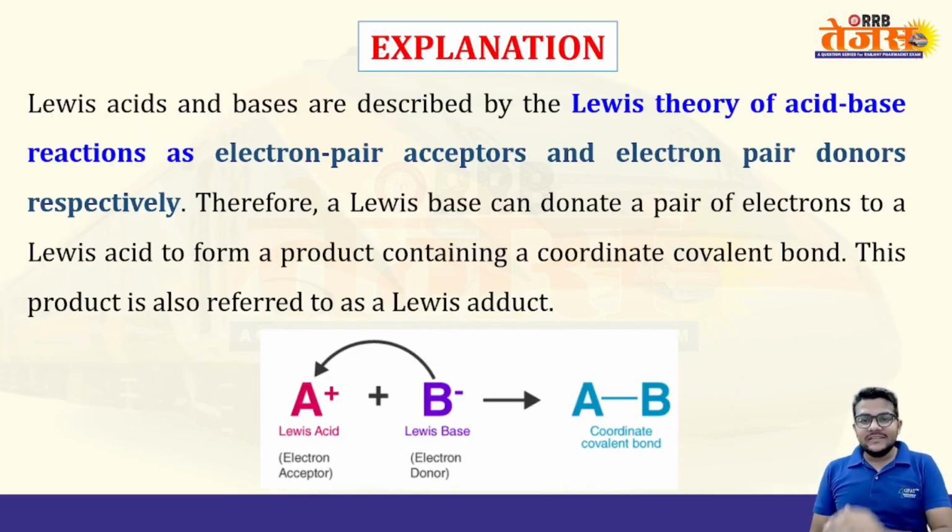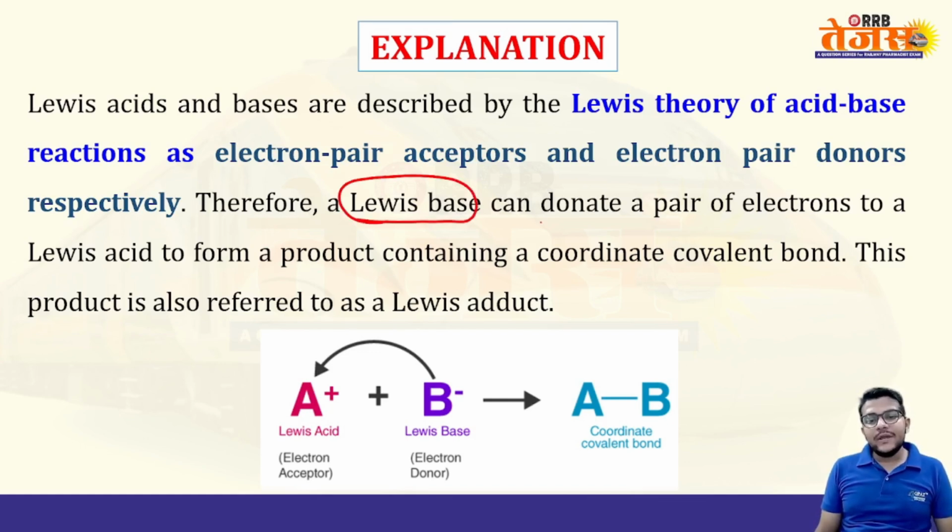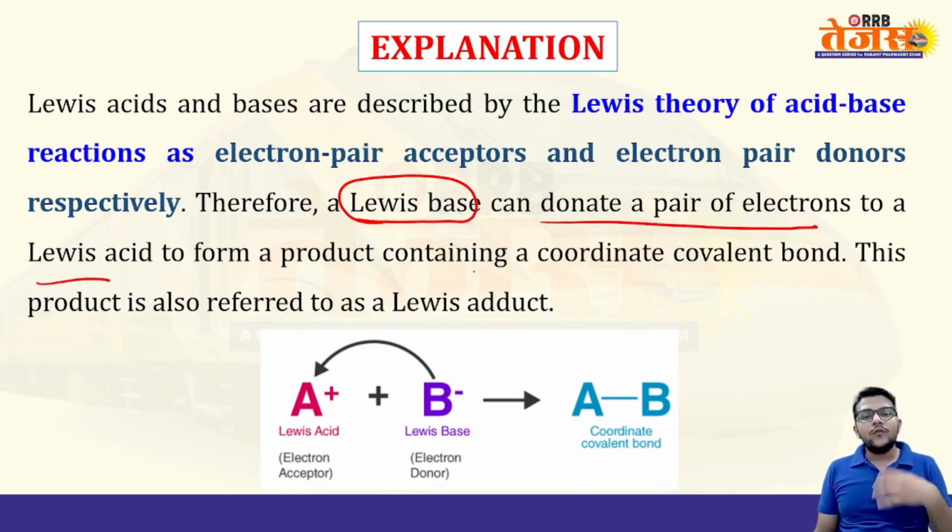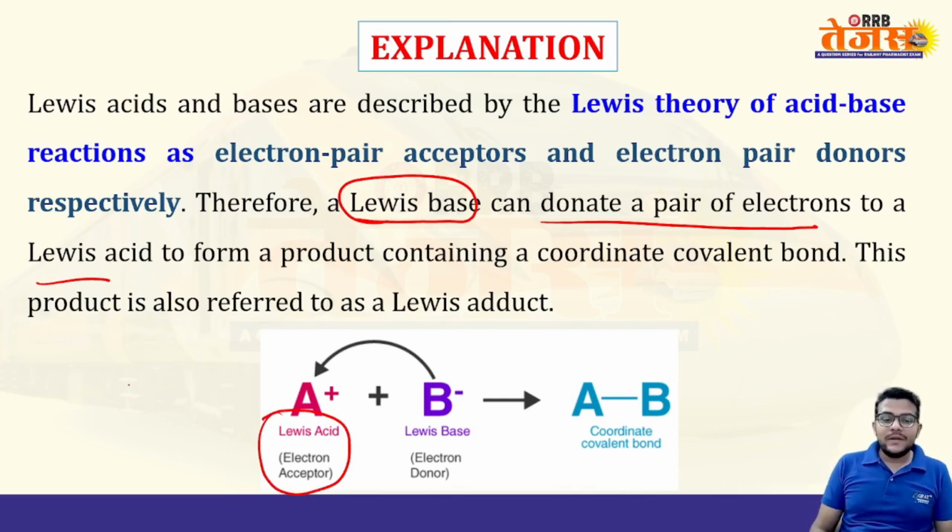As it is written here, the Lewis theory of acid base reactions involves an electron pair acceptor and an electron pair donor. Your Lewis base can donate a pair of electrons, whereas your Lewis acid can accept the electrons to form a covalent bond. So basically Lewis acids are electron acceptors, and Lewis bases are electron donors.